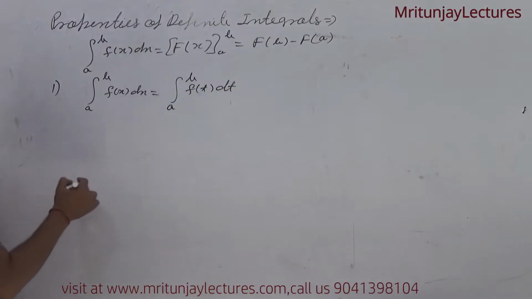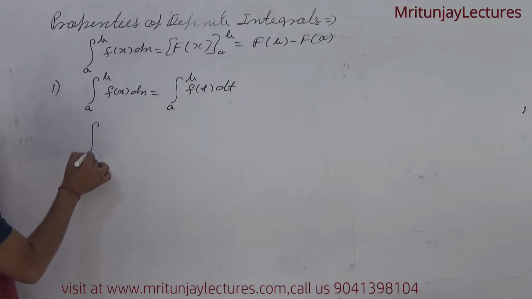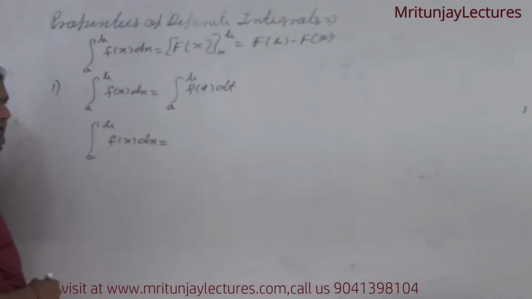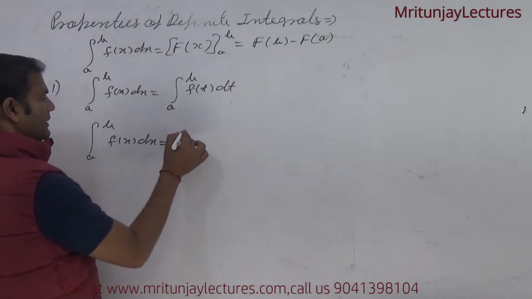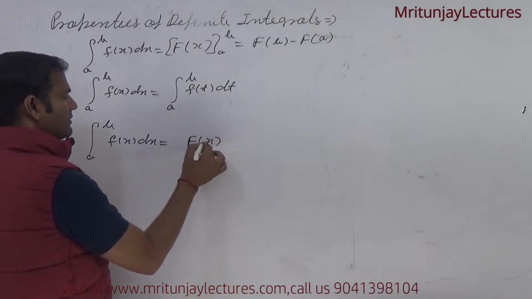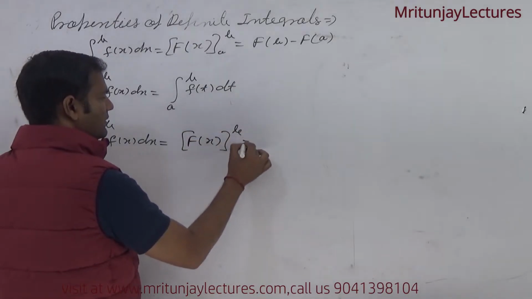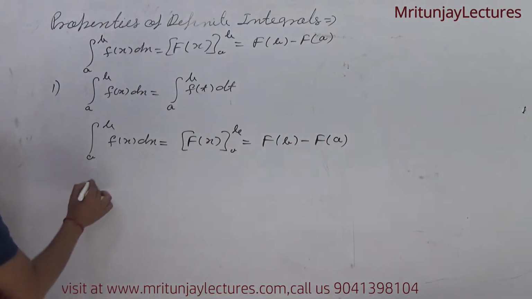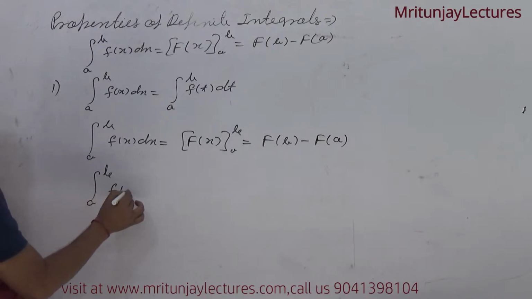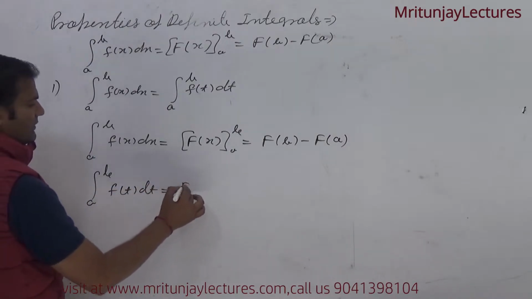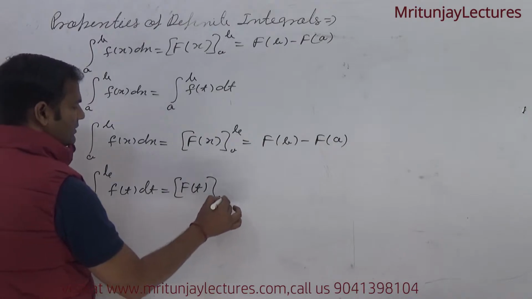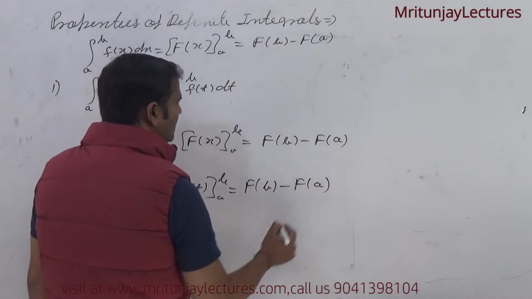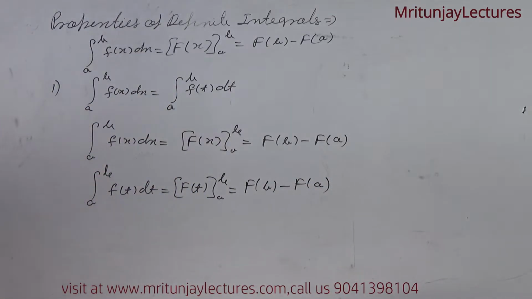How can we prove it? I know that the integration from a to b of f of x dx is written as F of x from a to b, meaning F of b minus F of a. Now here, the integral from a to b of f of t dt is also written as F of t from a to b, so it is written as F of b minus F of a. It means left hand side is equal to right hand side. Proved.